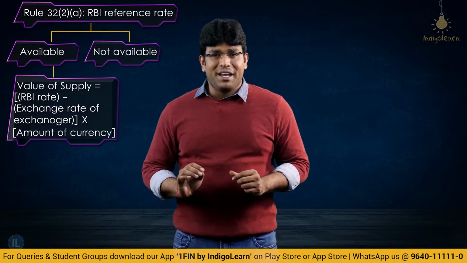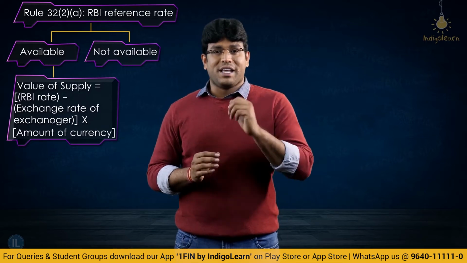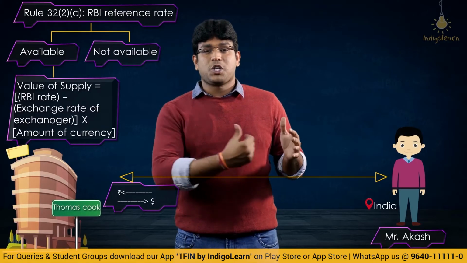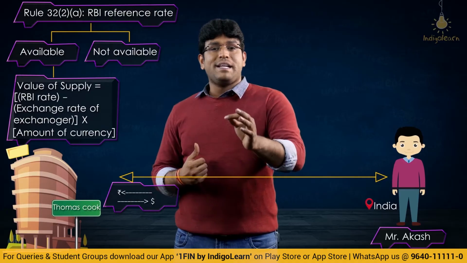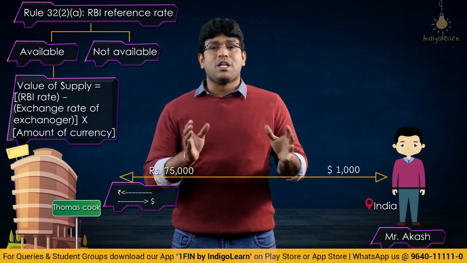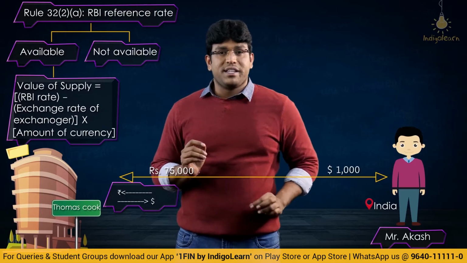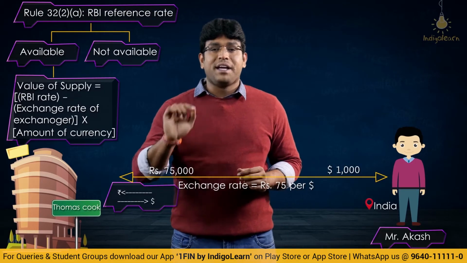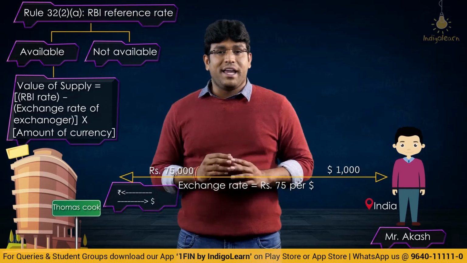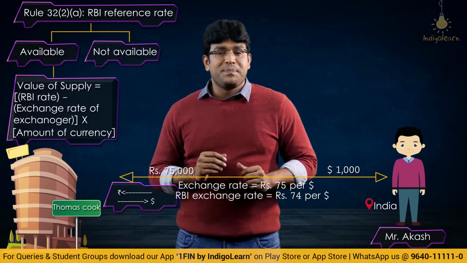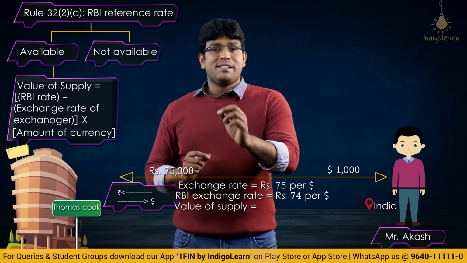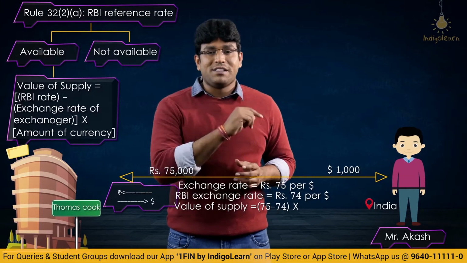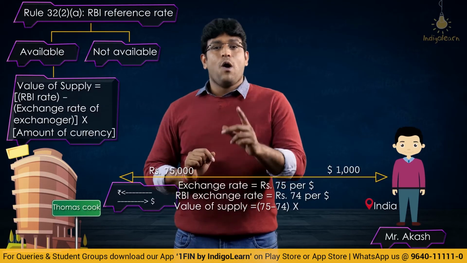Now what does that mean? Let's talk in numbers. For example, our person Akash came to Thomas Cook and he paid 75,000 rupees and took $1,000. That means what is the exchange rate? 75 rupees is the exchange rate. And assume for a second, RBI rate for that currency is, let's say, 74 rupees per dollar. The exchange rate of Thomas Cook is 75 per dollar, but RBI rate is 74 per dollar. What is the difference? The difference is nothing but 1 rupee.